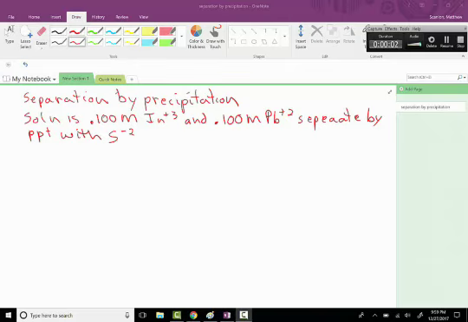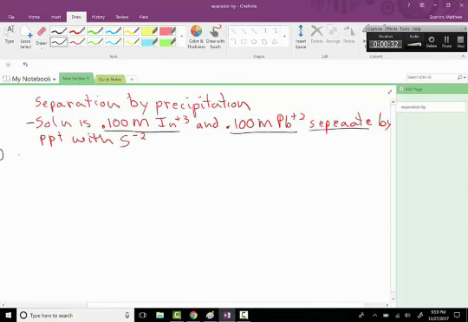So this is separation by precipitation. In this problem, we're going to take a solution that is both 0.100 molar indium plus 3 and 0.100 molar lead plus 2, and we're going to separate by precipitation with the sulfide ion. So we're going to add sulfide ion to this and try to separate out the indium and the lead.